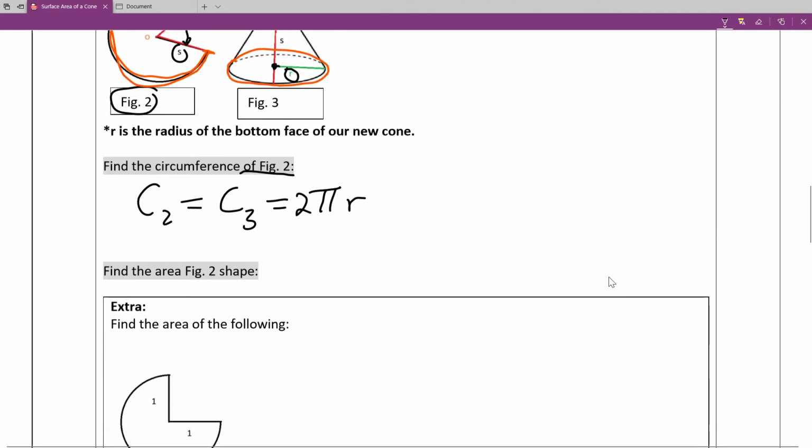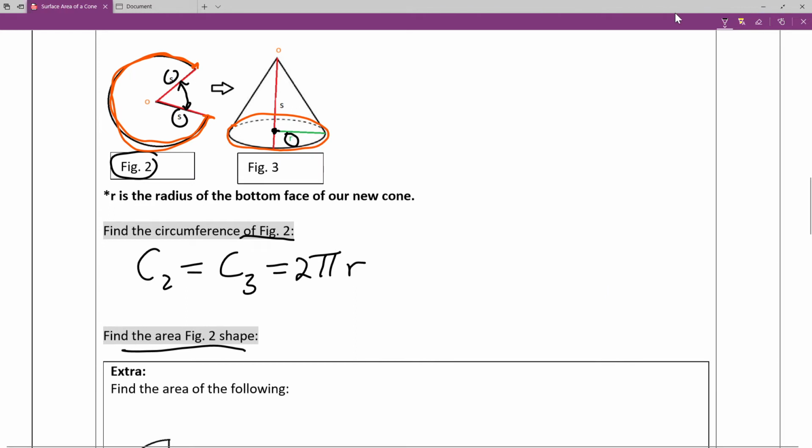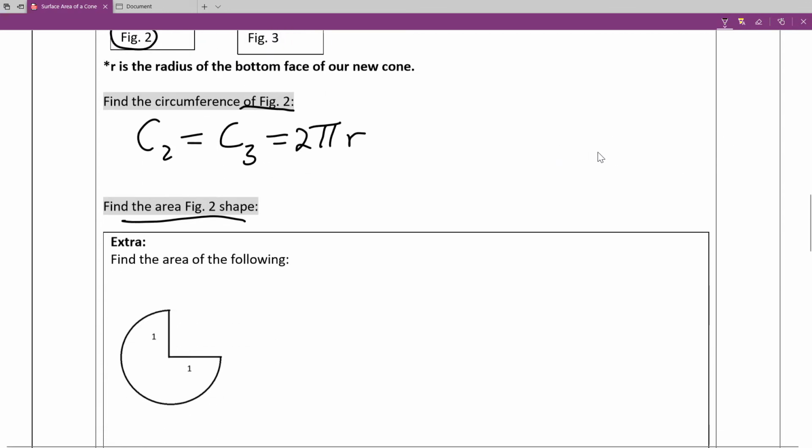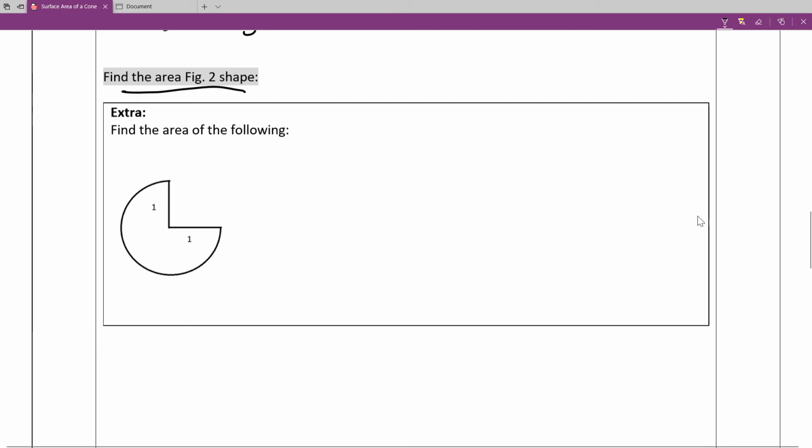Now, this is also one of the most difficult parts, finding the area of the figure 2 shape. Let me show that in yellow. We need to find the area of this portion of the Pac-Man figure, figure 2. The way we're going to do that is by finding the fraction of the circumference that's left over after the cut of the original circle and multiplying that by the area of the original circle. To make that more clear, we're going to go through an extra example.